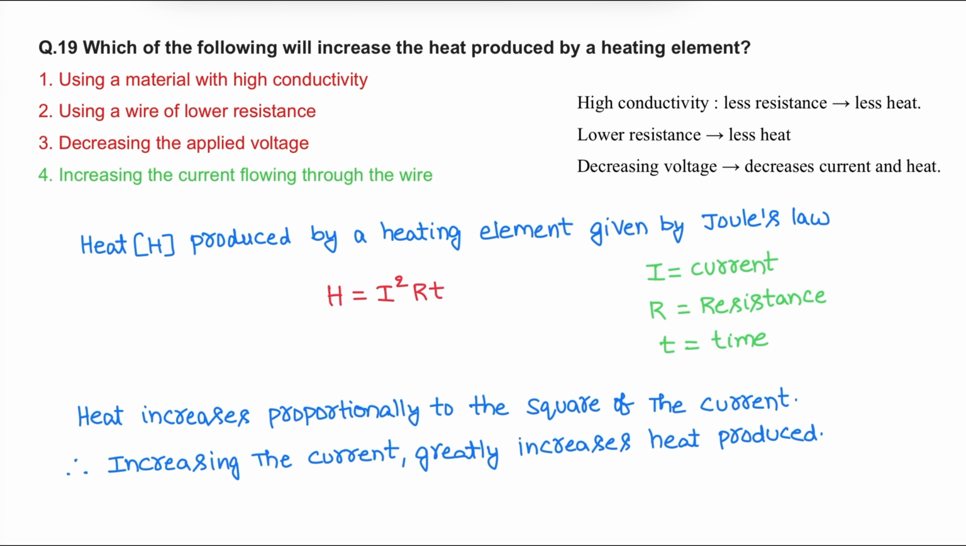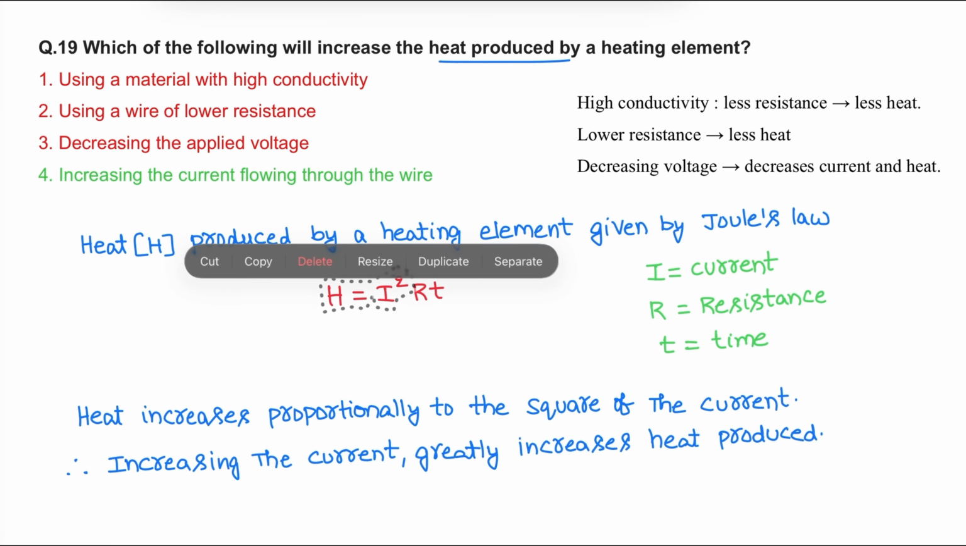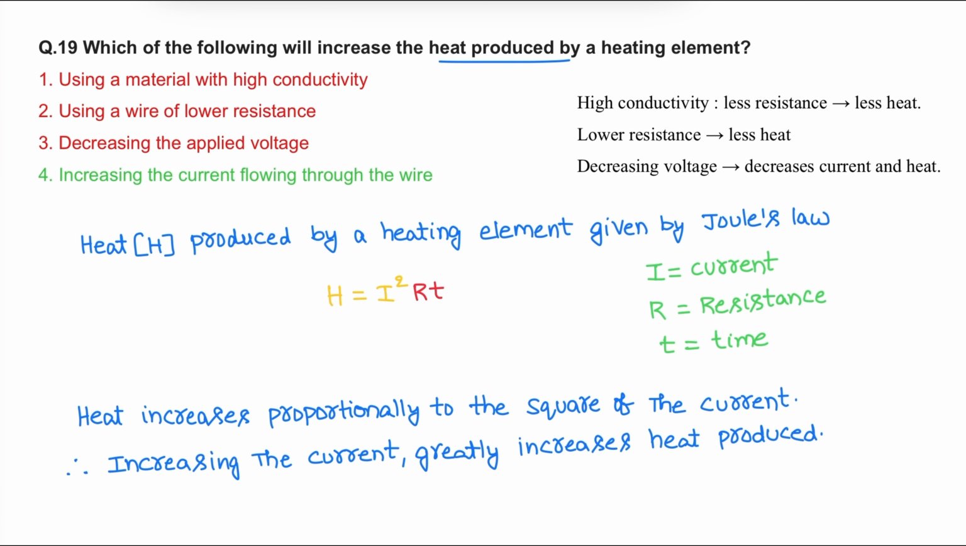Question number 19. Which of the following will increase the heat produced by heating element? So heat produced by the heating element is given by Joule's law. Heat H is equal to I squared R T, where I is current, R is resistance, T is time. Heat increases proportionally to the square of current. Increasing the current greatly increases the heat produced.